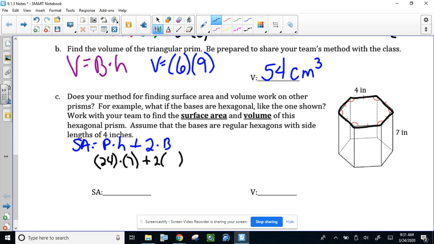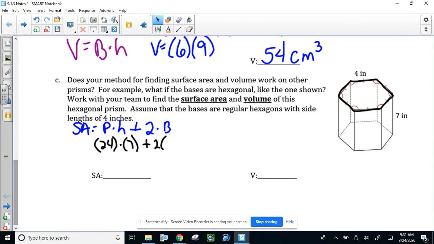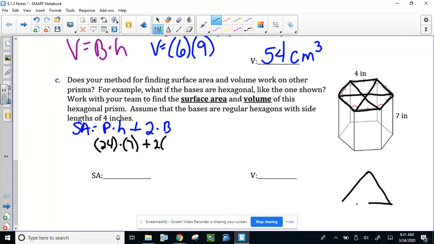And this is where it's going to get a little bit trickier to calculate the area of the base. That's because the base is a hexagon now instead of just a triangle, a simple shape. So we have to remember, how do we find the area of the hexagon? Well, we do that by cutting it into a bunch of little triangles and finding the area of each of those. We can see here we have a triangle. It's going to have a base edge of 4, and we need to know the height of that triangle.